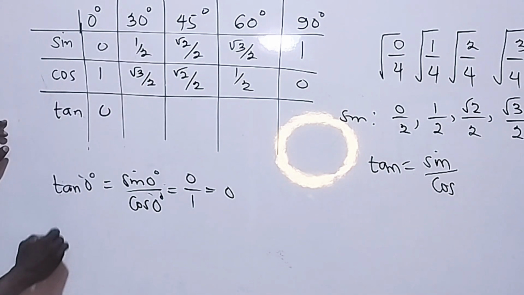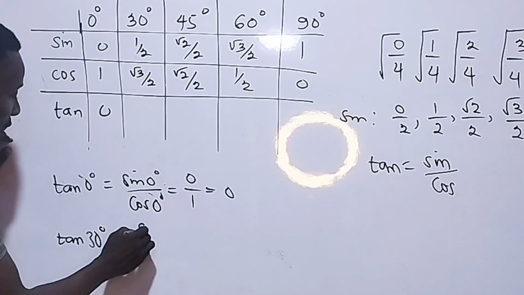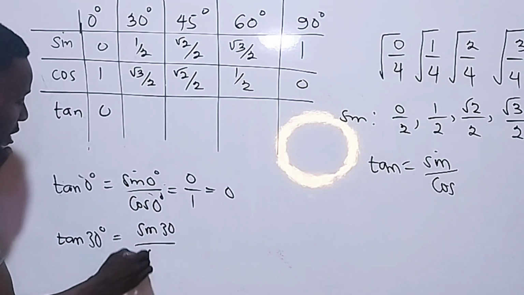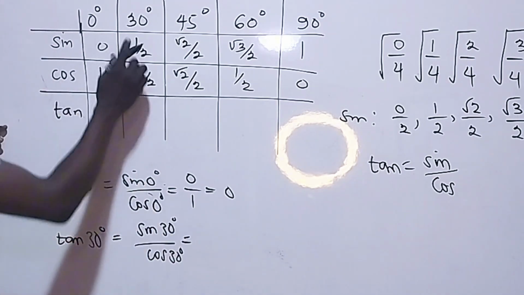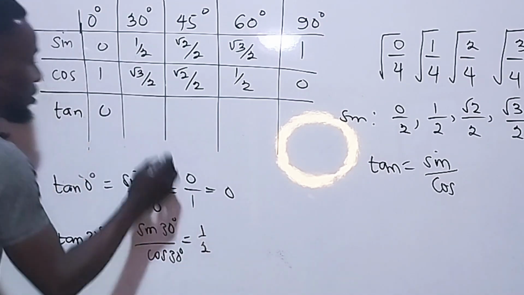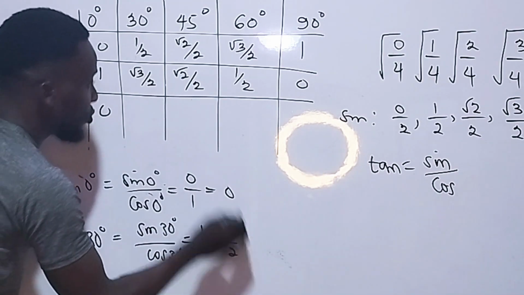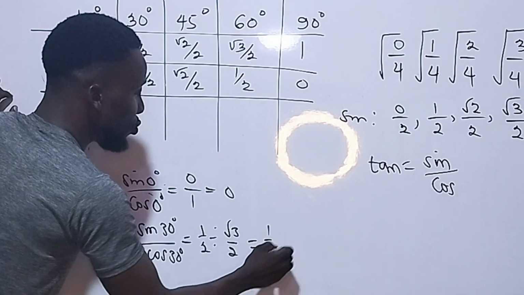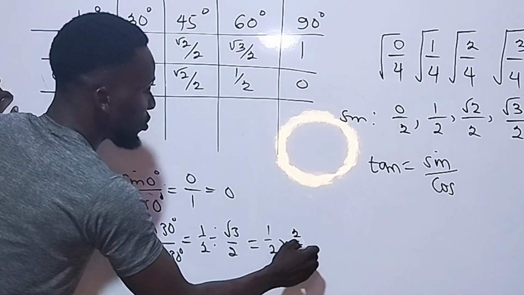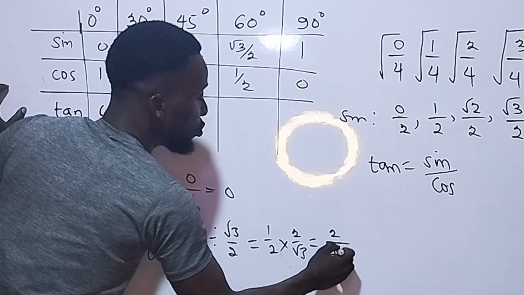Now for this tan 30 degree, it will be sine 30 degrees over cos 30 degrees. And that will be what? Sine 30 degrees is 1 over 2 divided by cos 30 degree, root 3 over 2. And this will give us what? This will give us 1 over 2 times 2 over root 3. And this is 2 over 2 root 3.